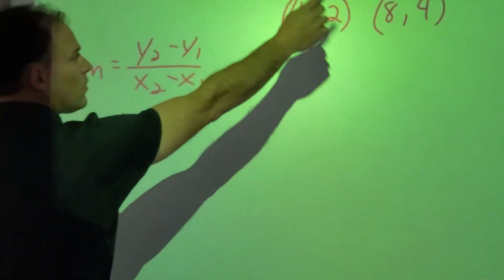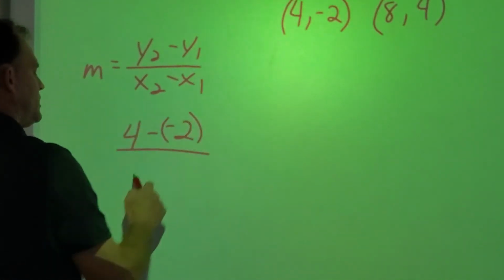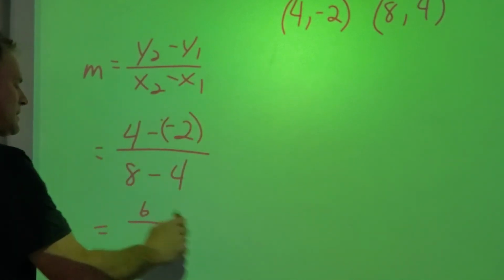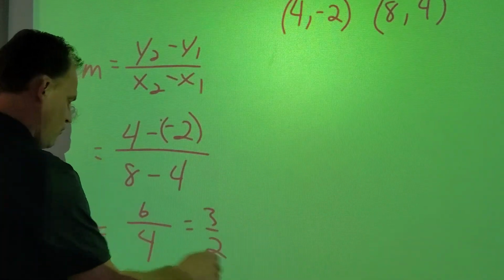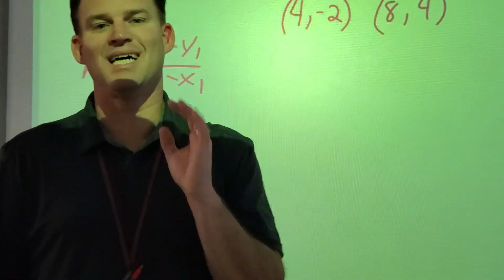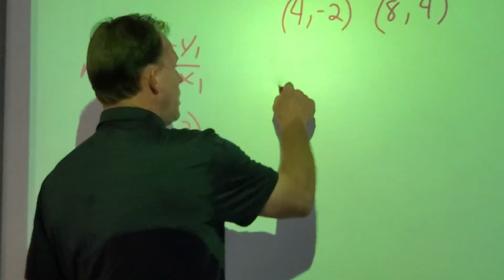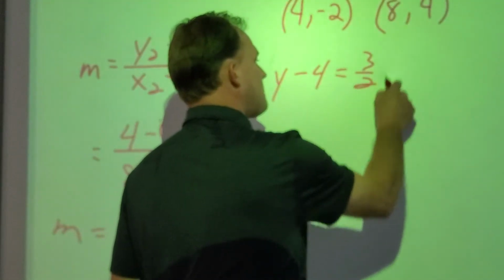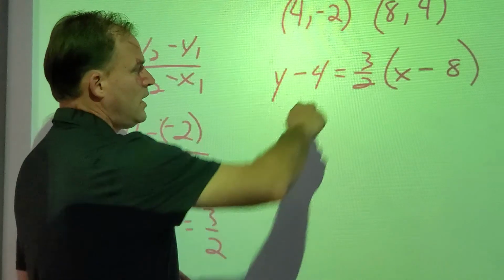Plug them in. Second one minus the first one. Watch your signs. Second one minus the first one. 4 plus 2 is 6. 8 minus 4 is 4, so this is 3 over 2 is my slope. Perfect. Pick a point. It does not matter which one you pick. I'm going with the second one so I don't have to mess with negatives. Y minus 4, the slope I calculated, x minus 8. Step 1, distribute.